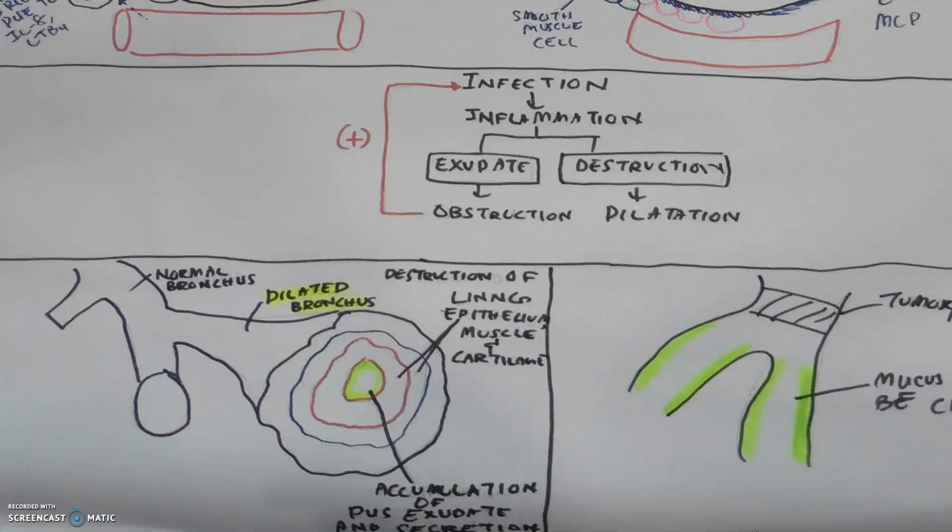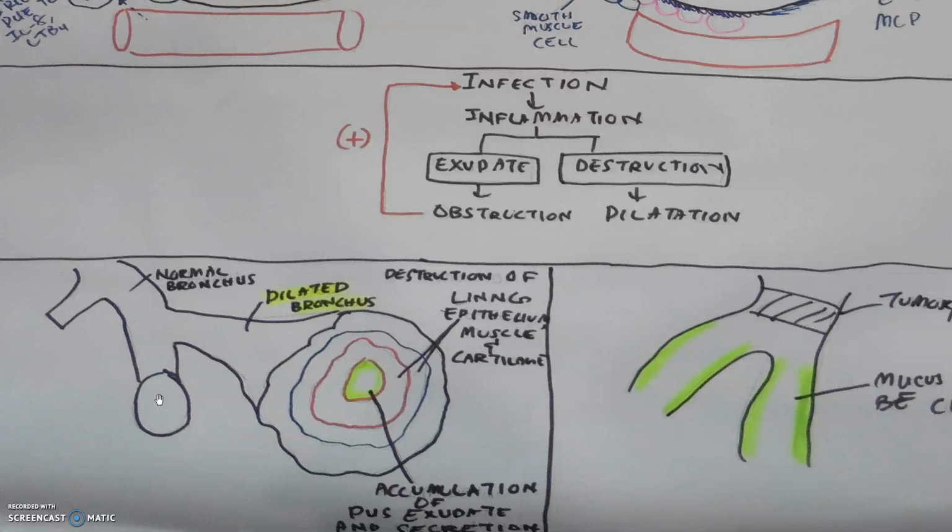Here I've drawn a diagram. This part is a normal bronchus, this one is the dilated bronchus, and this one shows the destruction of the lining epithelium, muscle, as well as cartilage. This green color shows the accumulation of pus, exudate, and secretion.